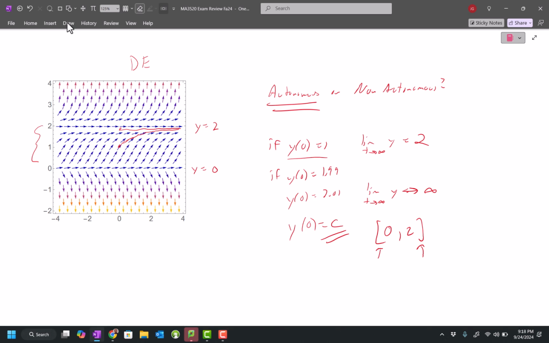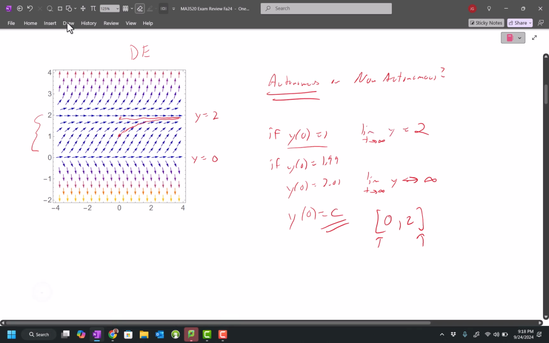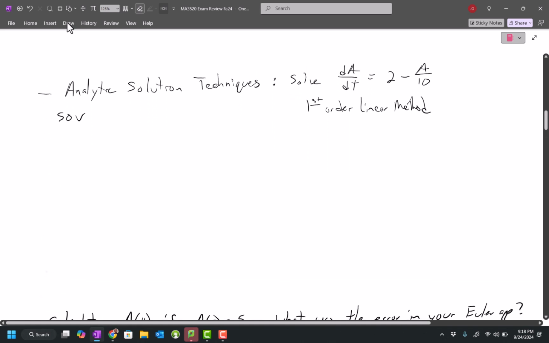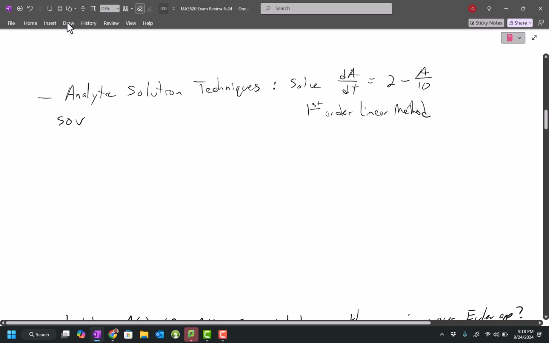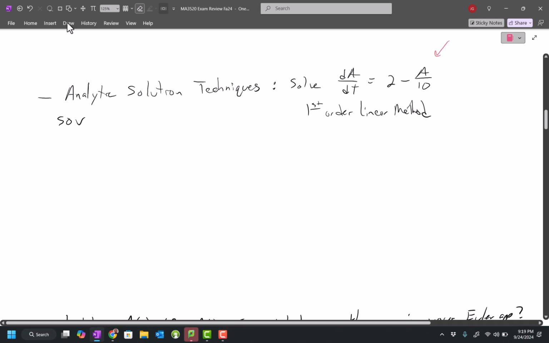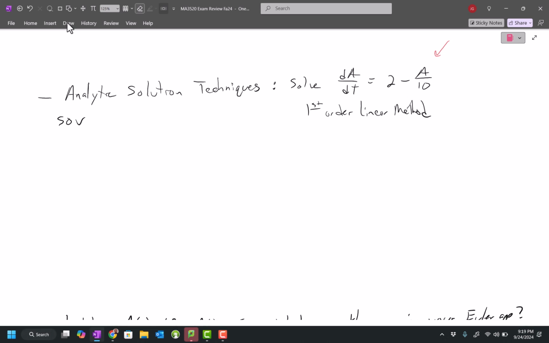finite long-term behavior. All right, so again, we've looked at a differential equation, we've classified it, we've explored it numerically and graphically. What about analytically? We have 3 different analytic techniques. We have separation of variables and the first order linear method. So here's my same differential equation. We know this differential equation is separable, and it's also a first order linear differential equation, so I should be able to use the first order linear method.